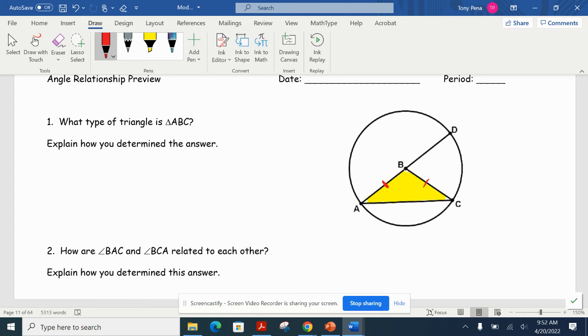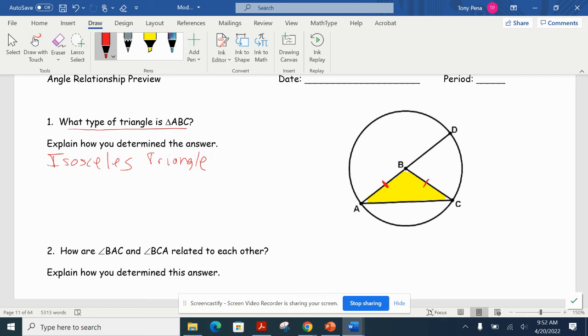So when I ask you to tell me what type of triangle this is, the type of triangle that has two congruent sides is an isosceles triangle. All right, so that's what we're getting at with this one. That is an isosceles triangle.